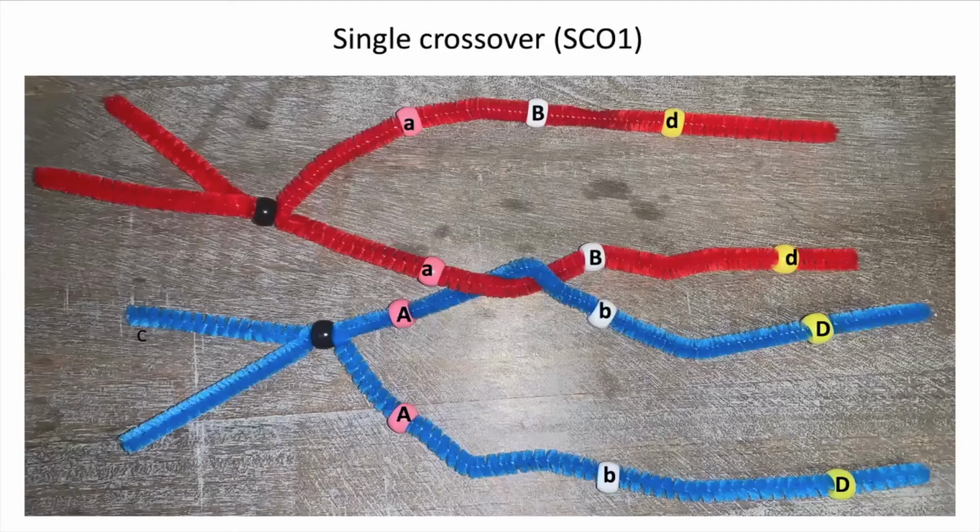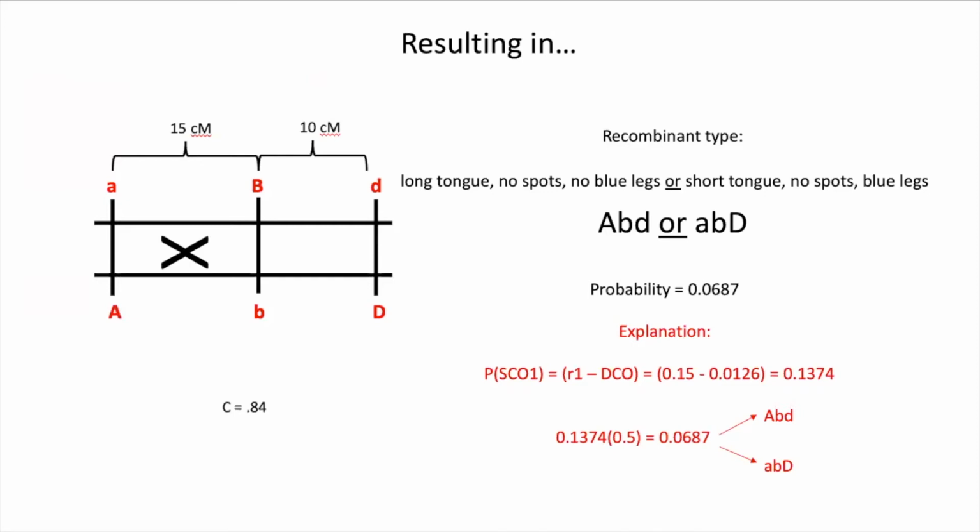Here's what a single crossover event at R1 would look like, resulting in two recombinant types, either big A, little b, little d, or little a, little b, big D, with a probability of 0.0687 for each of these.